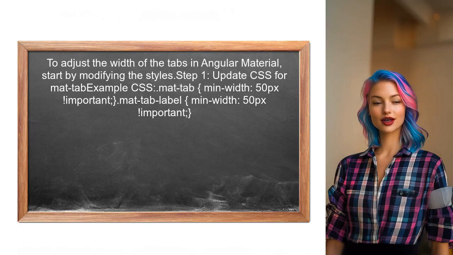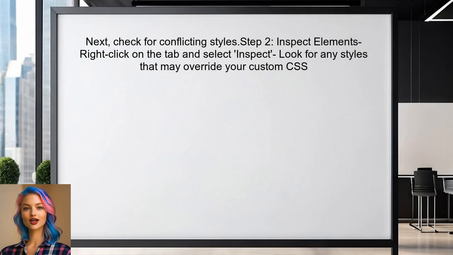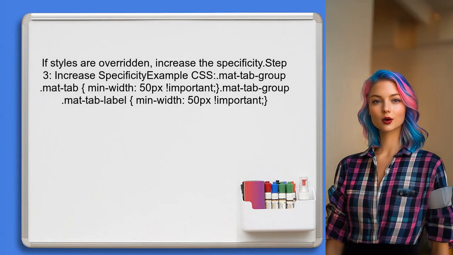To adjust the width of the tabs in Angular material, the user should first ensure that they are targeting the correct CSS classes. The user can start by modifying the styles for the mat tab elements directly. Next, the user should check if there are any conflicting styles that might be overriding their custom CSS. This can be done by inspecting the elements in the browser's developer tools. If the styles are being overridden, the user can increase the specificity of their CSS selectors. This means making the selectors more specific to ensure they take precedence.